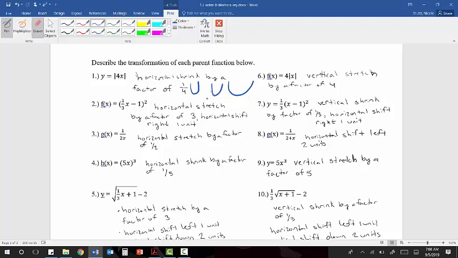And the only way you can tell how to use the word horizontal or vertical is, where is the number? Is it inside or outside? That's the best way to tell. And then this part's going to be a little bit weird because it says by a factor of 1 over 4. So originally you're probably like, but the number in front of x is 4. But you have to think this is opposite of vertical.